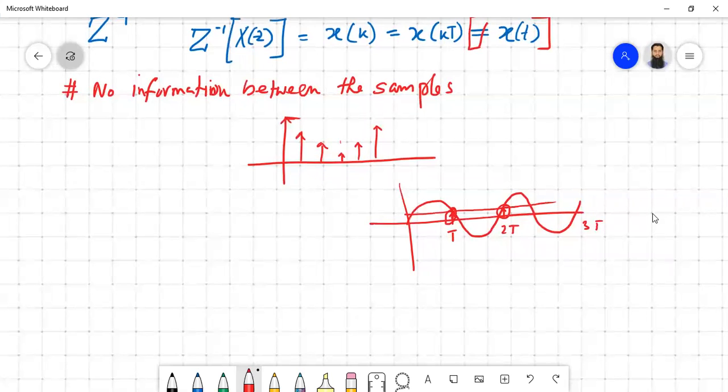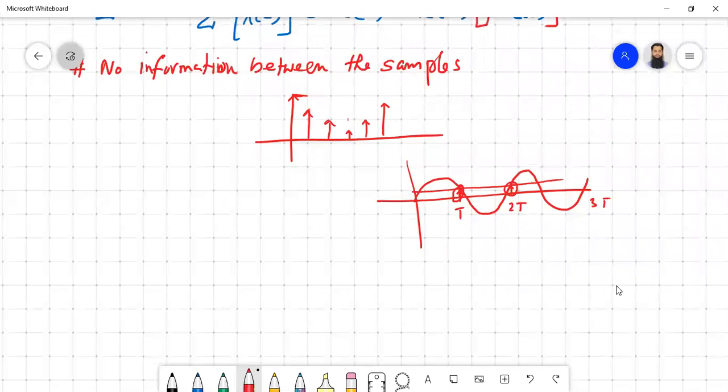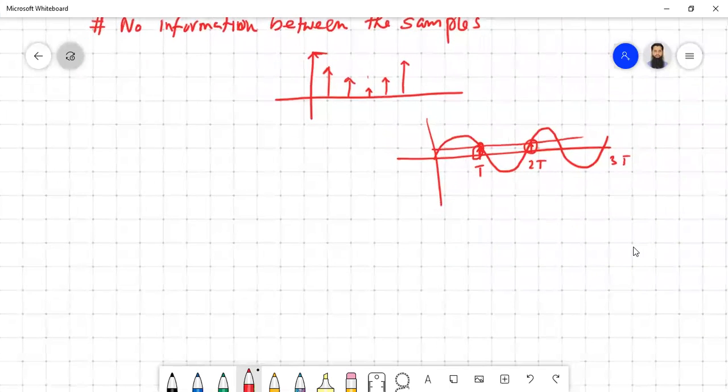We'll look into this in some later class, when we discuss in detail the circuitry and how to reconstruct a signal similar to the original time domain signal. That will be discussed in a future class. But today we like to start with the inverse Z transform. That means today at least we have to be happy with x(k) or x(kT). Let's try to do that.